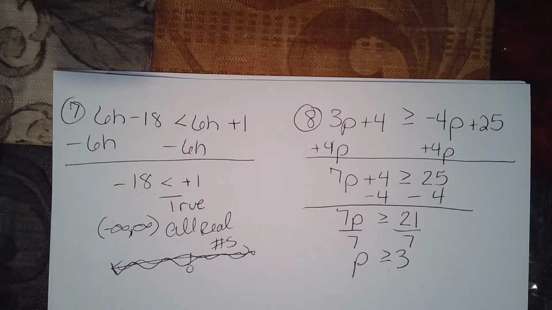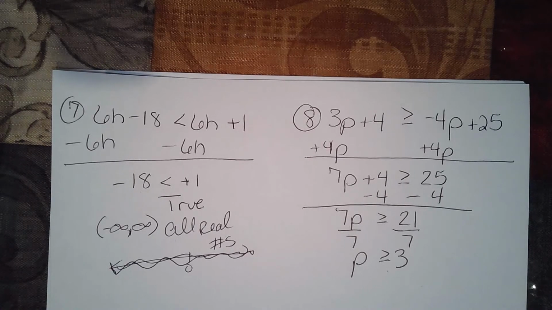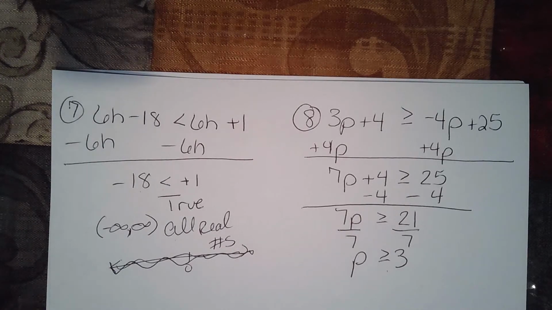All right, now on number 8. Number 8 is just straight solving. We added the 4p across. We got 7p. We subtracted the 4 across and got 21. We divided by 7 and we got 3. All right, so now let's look at 9 and 10.